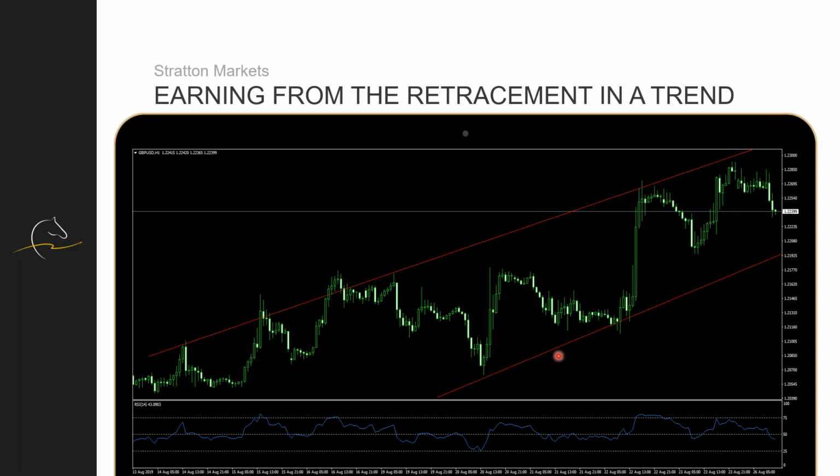Now, everybody should be aware that a trend like this, you'll most likely be trading long term, okay? Retracements need to be shorter than the trend. If it's bigger than the trend, then it's not a retracement, it's a correction in the market.